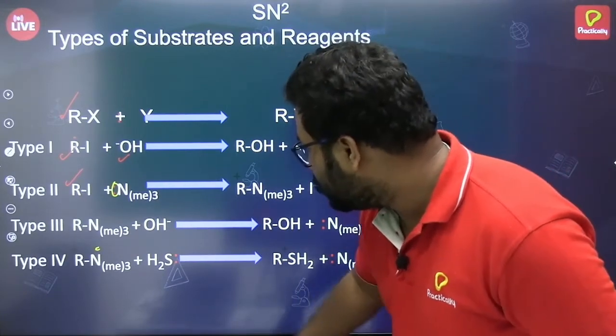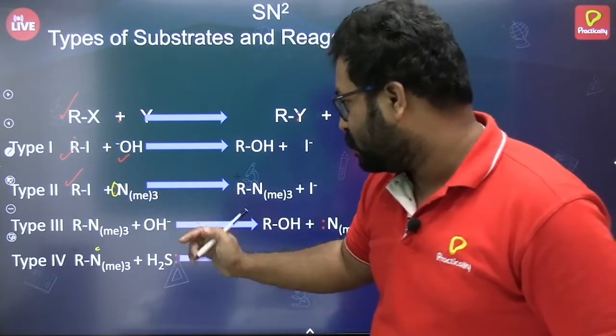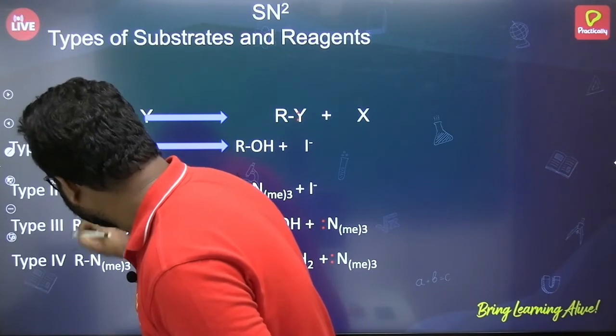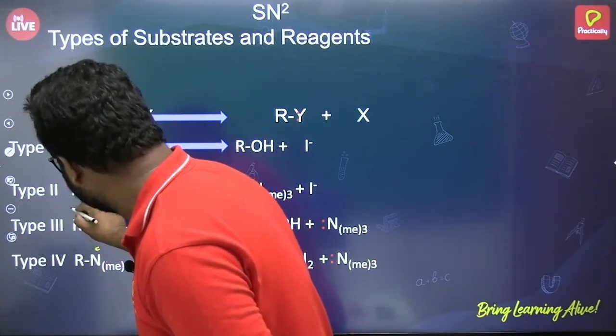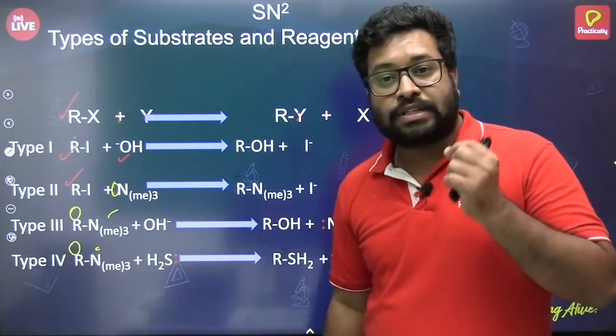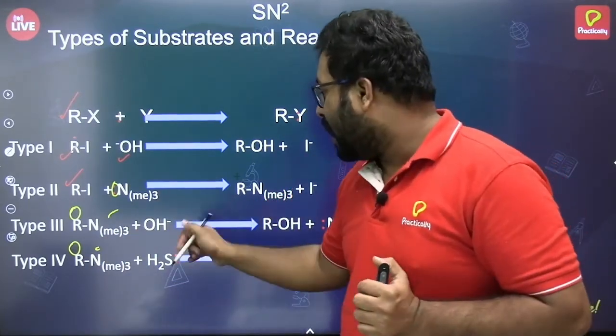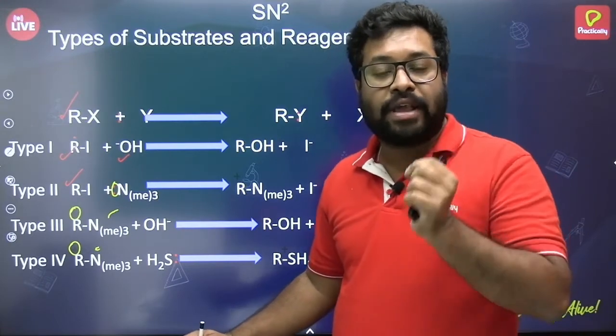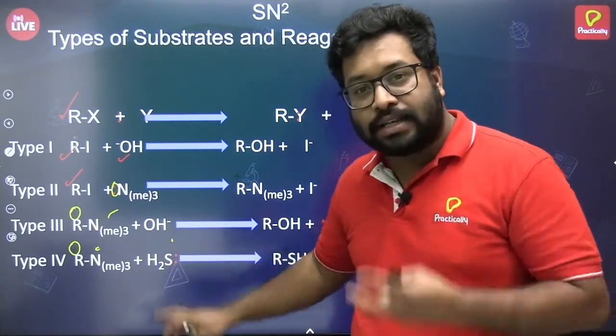Your substrate is neutral. Sorry, my bad. You have a positive charge here. Just a sec. Yeah, you can see here. The third type is your substrate is having positive charge and your incoming nucleophile is having negative charge. That's the third type.